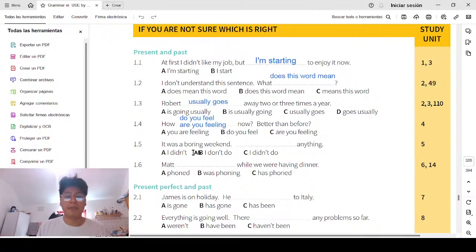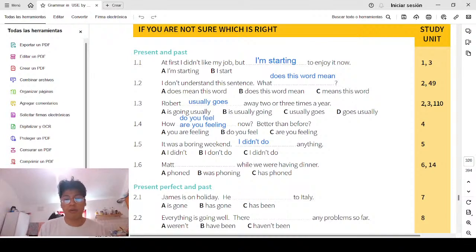Next question. It was a boring weekend. I didn't anything. I thought I don't do anything. I didn't do anything. So in this sentence, the correct answer is I didn't do. Why? Because we're talking about the past. Check out the sentence: it was a boring weekend. So we're talking about the past. So I didn't do anything.